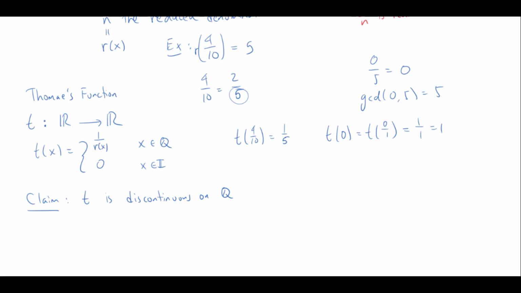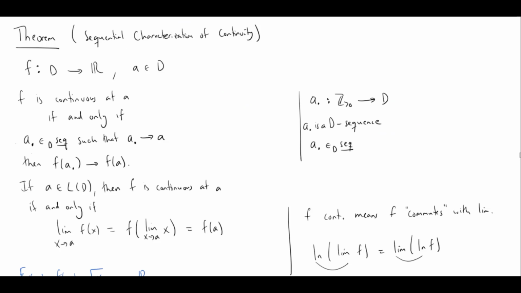So you'll recall when we talked about continuity the first time, we had the sequential characterization which said you are continuous at some point A if and only if every sequence in the domain that converges to A has the property that its F image converges to F of A. All right, so if I can show that this fails, then my function is not continuous at A.